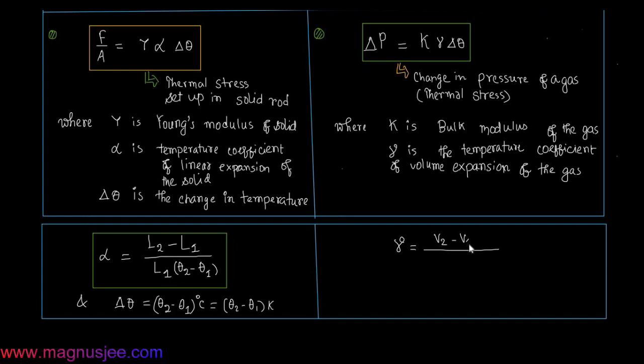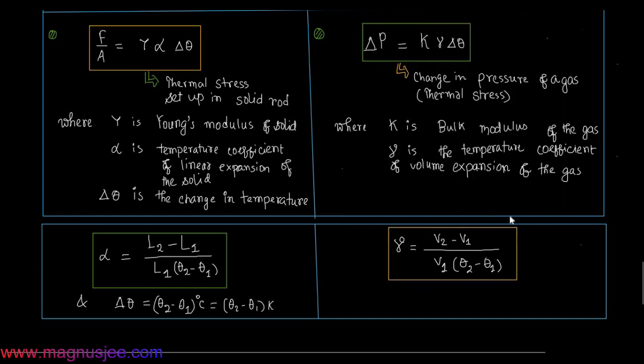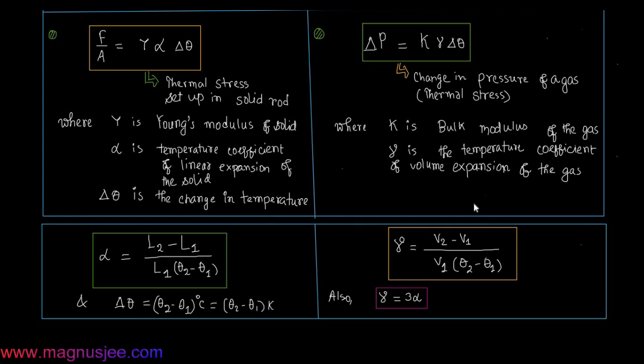Gamma, that is the temperature coefficient of volume expansion, is equal to V2 minus V1 divided by V1 into theta 2 minus theta 1. And also gamma is equal to 3 times alpha, gamma equal to 3 alpha, where V2 and V1 are the final and initial volume of the gas. That means gamma is equal to V2 minus V1 divided by V1 under bracket theta 2 minus theta 1. That is the expression of temperature coefficient of volume expansion of the gas.